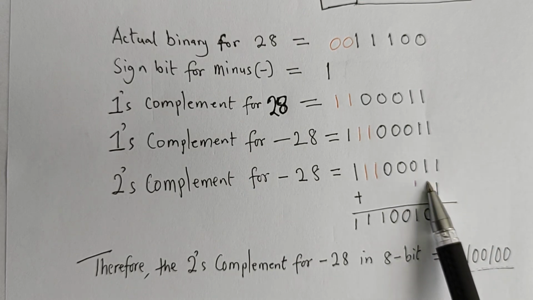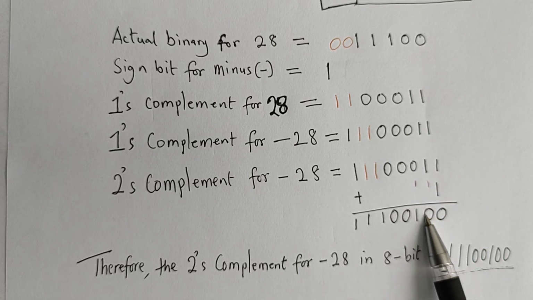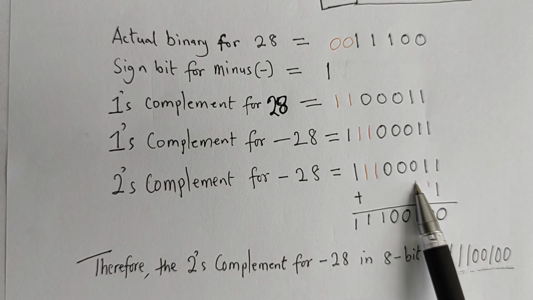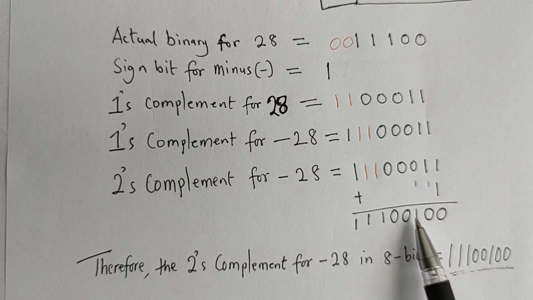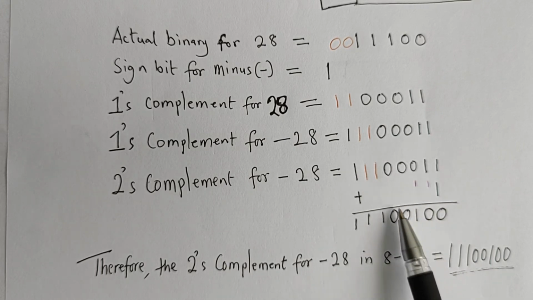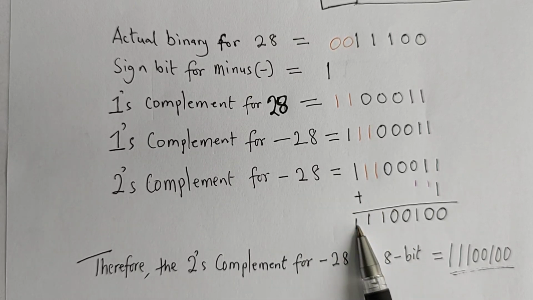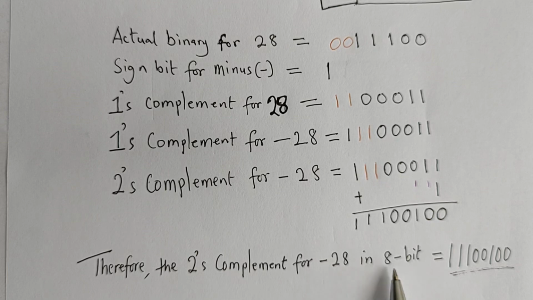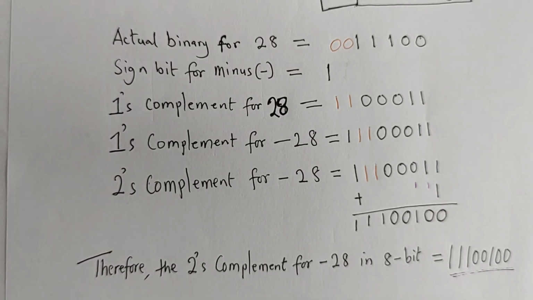So we put the 1 at this point. 1 plus 1 is going to be 0, and we'll have a carry of 1. We're going to put that 1 at this point. So we're going to have 0 plus this 1, we're going to have 1. Then we bring the 0 down, we bring this 0 down, we bring this 1 down, bring 1 down, and then we bring the final 1 down. So the 2's complement for minus 28 in 8 bits will be equal to 1, 1, 1, 0, 0, 1, 0, 0. So this is how simple and easy this question is.